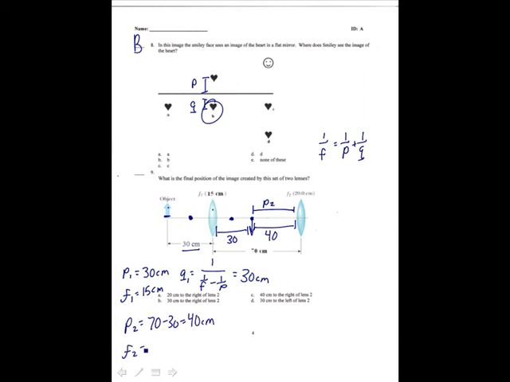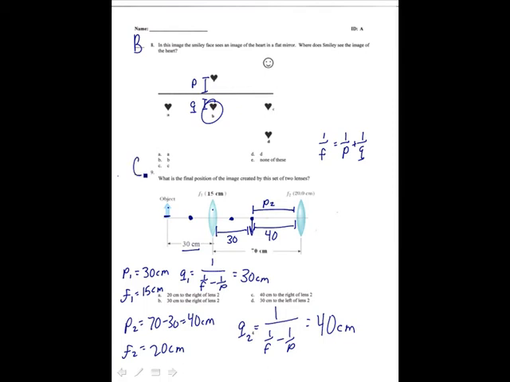F2, we're told, is 20 centimeters. And then I just solve for Q2 in the same way as I did before. That's 1 over F minus 1 over P. And that gives me a Q2 equal to 40 centimeters. Okay, it's a positive value. That means it's on the right side of that lens. So it's 40 centimeters to the right of lens 2.